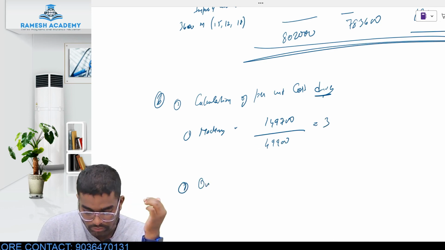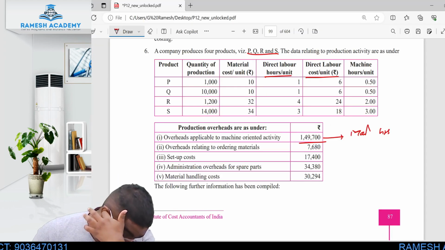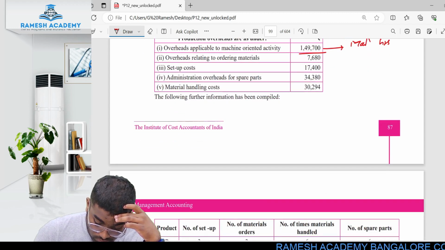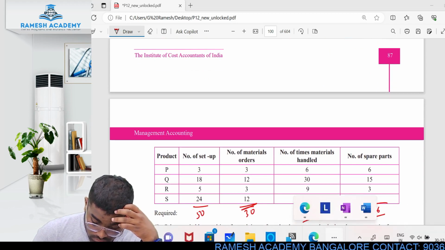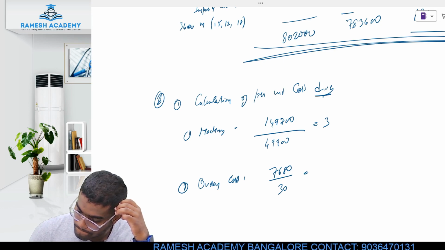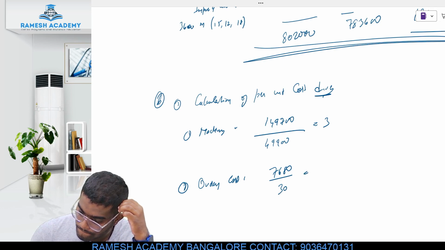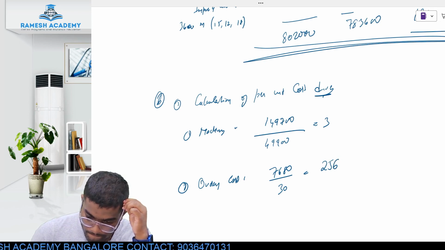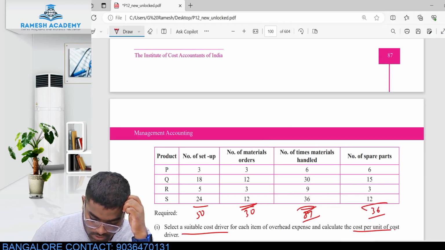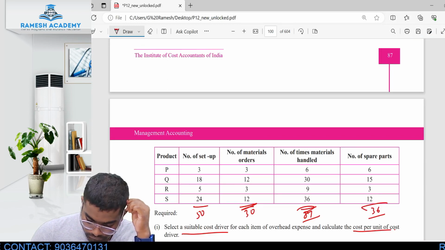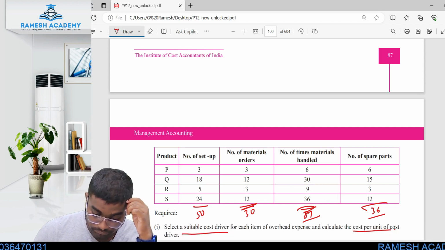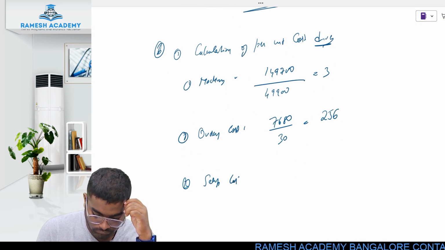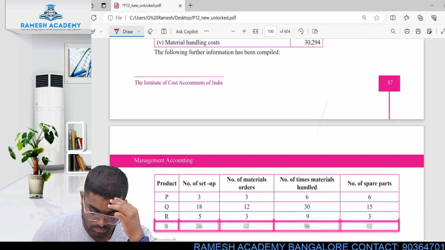Then we have ordering cost. What was the ordering cost? 7680. So 7680 divided by number of orders is 30. Setup cost is 17,400. So number of setups, so number of 50.